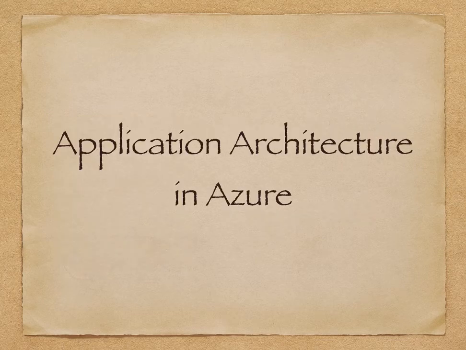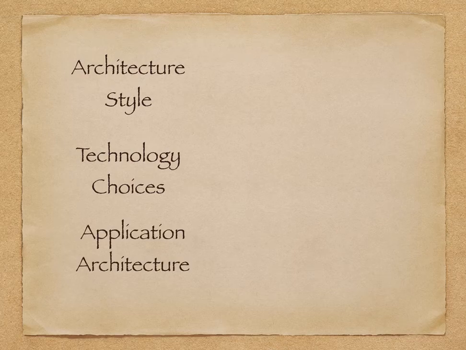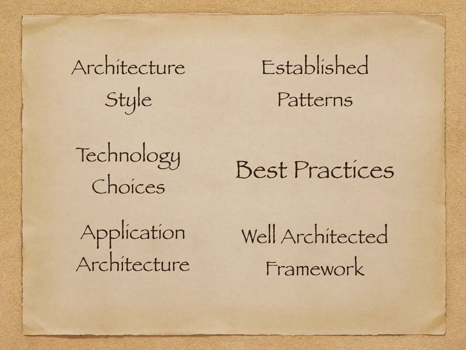Building an application architecture is a series of steps one may take until implementation. For each step, there are key decisions and a better understanding of what the implementation is going to look like may be found. The key steps are architecture style, technology choices, application architecture, established patterns, best practices, and well-architected framework.